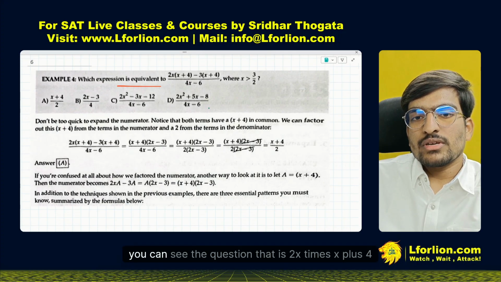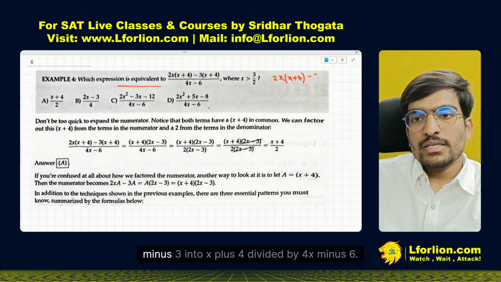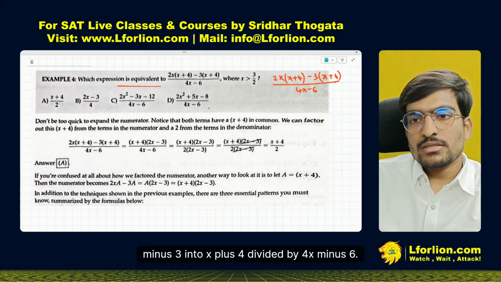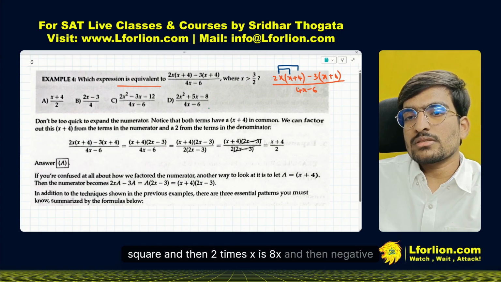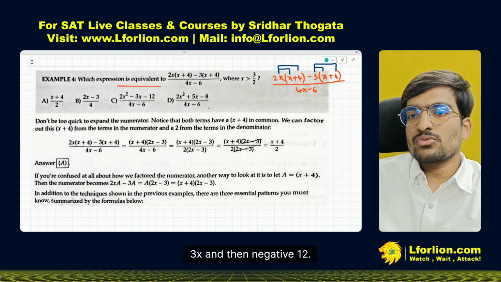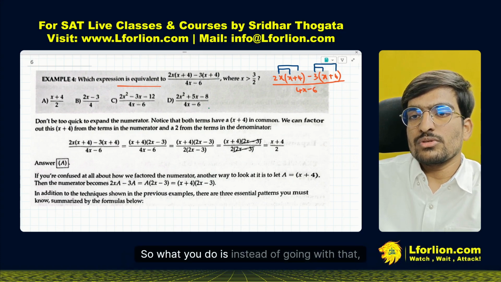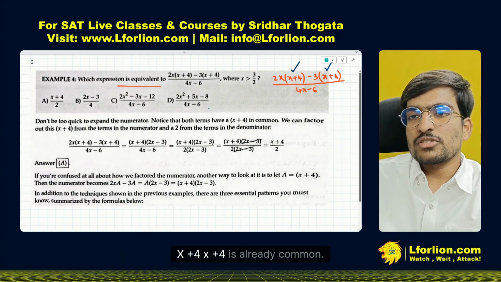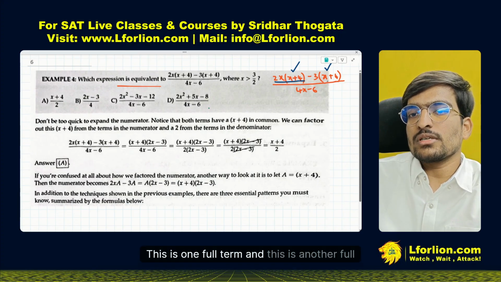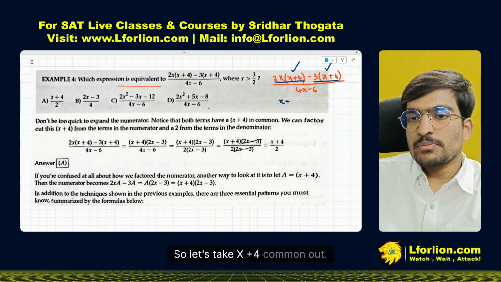So here you can see the question: 2x times x plus 4 minus 3 times x plus 4, divided by 4x minus 6. Here you could do this like 2 times x is 2x square, and then 2 times 4 is 8x, and then negative 3x, and then negative 12, and then add up the terms. That's going to be a bit lengthy. So instead of going with that, you have to look for something in common. Here x plus 4 is already common. This is one full term and this is another full term. In these we saw x plus 4 is common, so let's take x plus 4 common out.